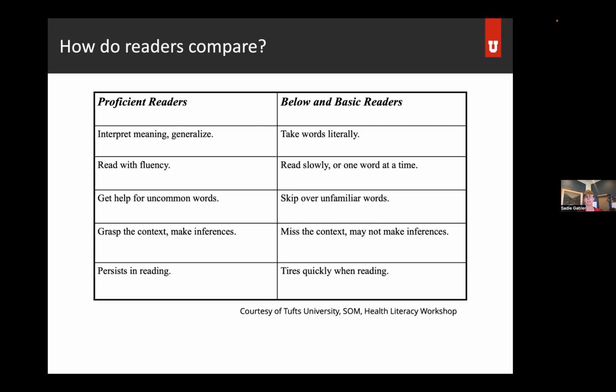Proficient readers can interpret meaning and generalize. Below and basic take words literally. They read slower, one word at a time. A proficient reader will read with fluency, and they will persist in reading. So an individual that's given a 46-page consent form, 88% of us will not read that. 12% of us will.